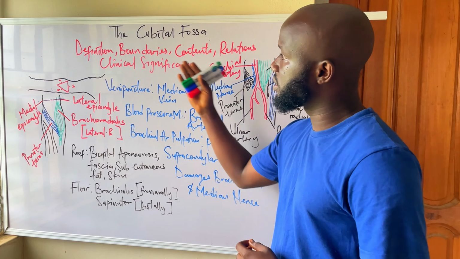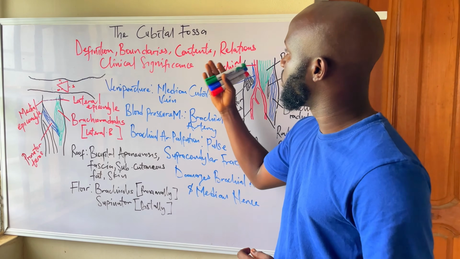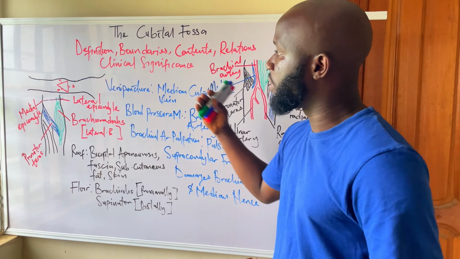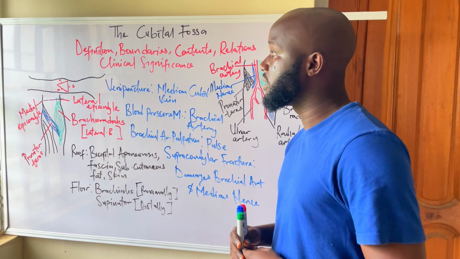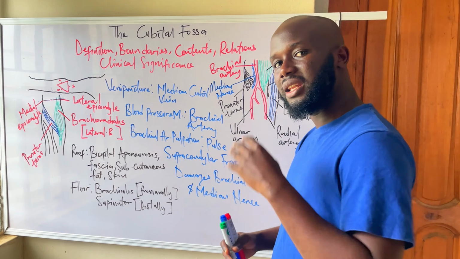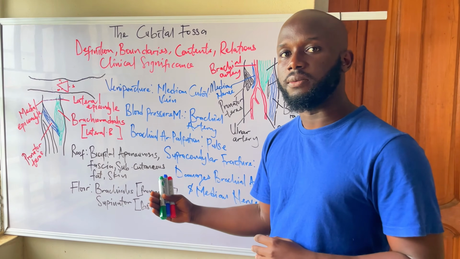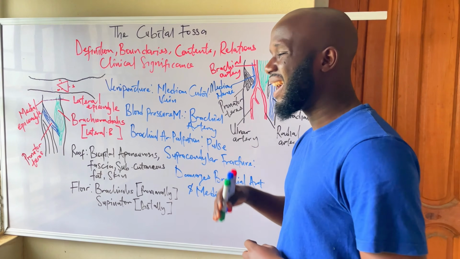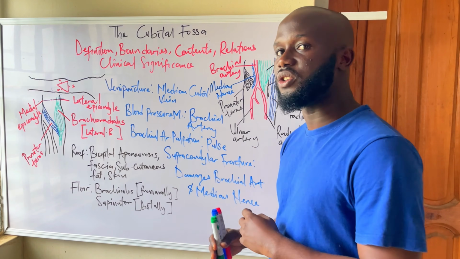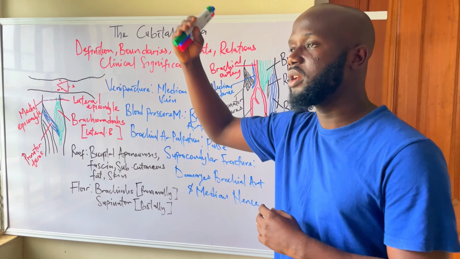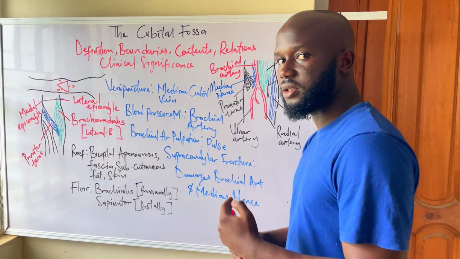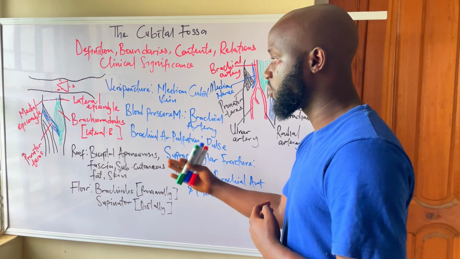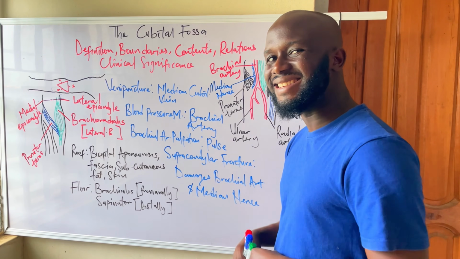We're going to be using this outline. We have boundaries, contents, relations, and clinical significance. So let's go to boundaries. The cubital fossa is bounded superiorly, laterally, and medially. If you recall, superiorly is towards the head, and we said the medial border is closer to the midline, the lateral is further away from the midline. It also has a floor and a roof.